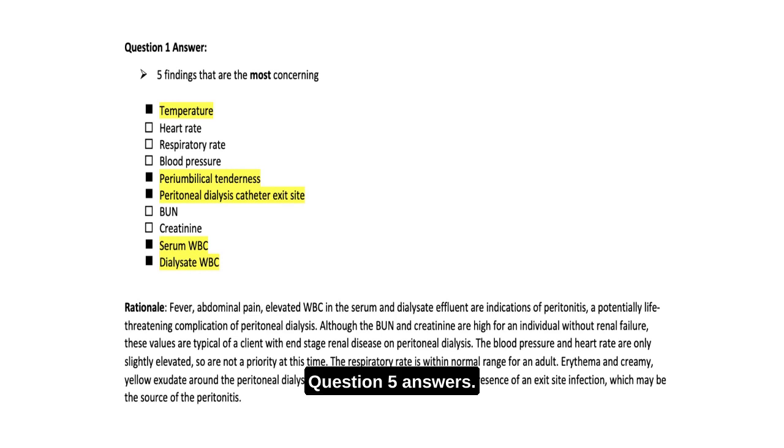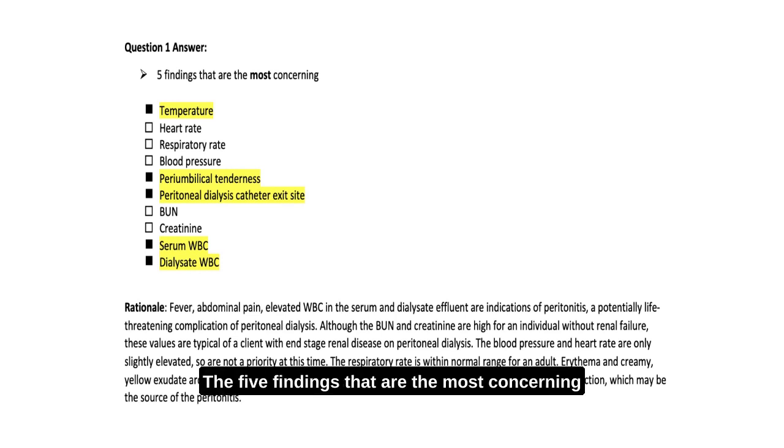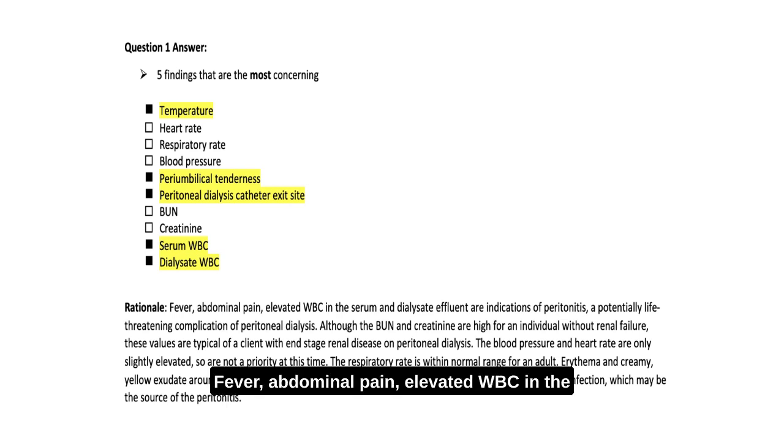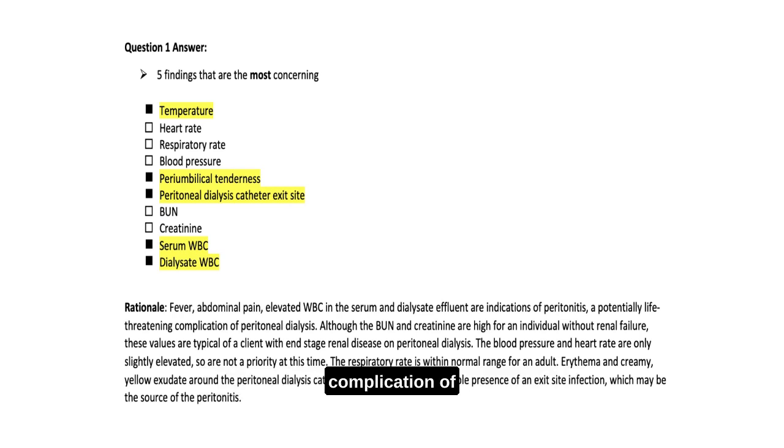Question 1 answers. The 5 findings that are the most concerning are temperature, periumbilical tenderness, peritoneal dialysis catheter exit site, serum WBC, dialysate WBC. Rationale: fever, abdominal pain, elevated WBC in the serum and dialysate effluent are indications of peritonitis, a potentially life-threatening complication of peritoneal dialysis.